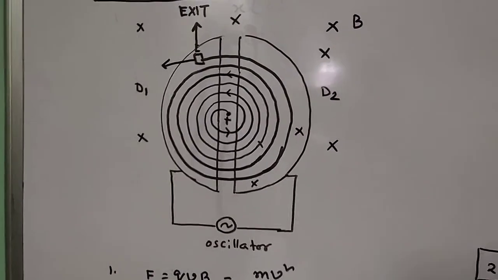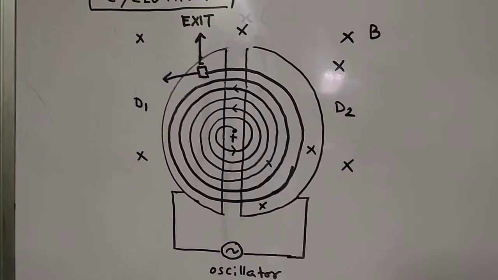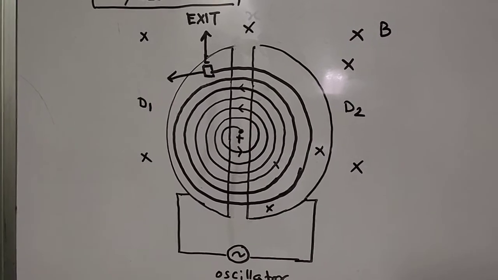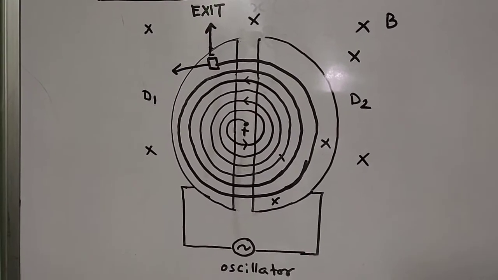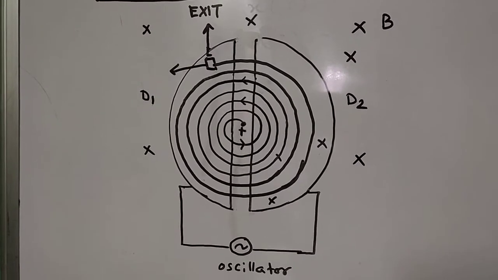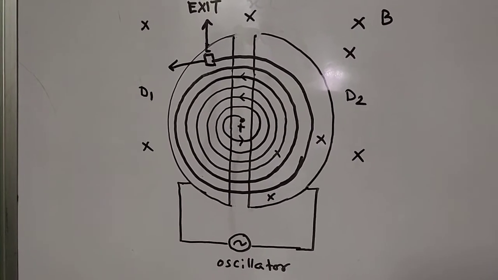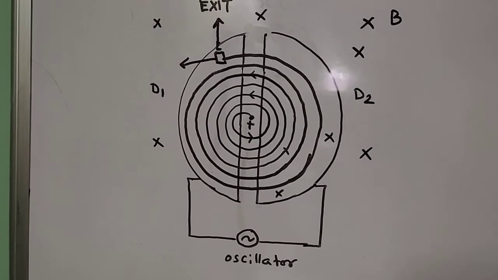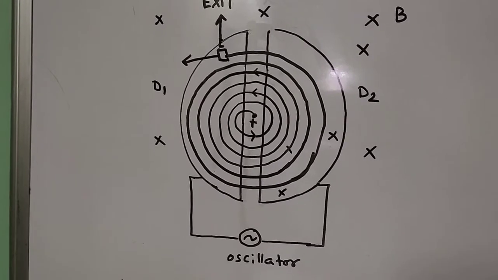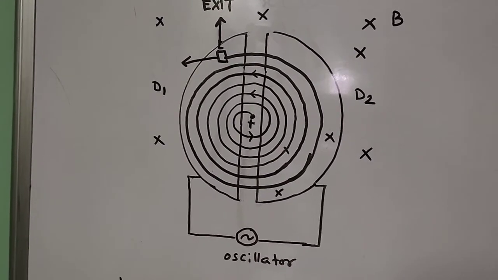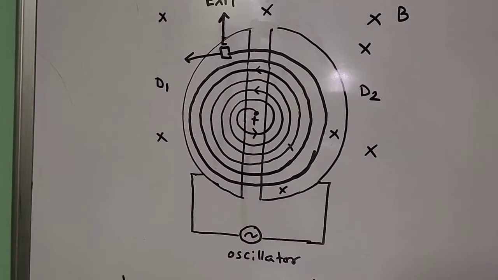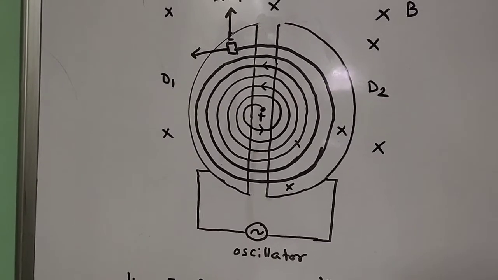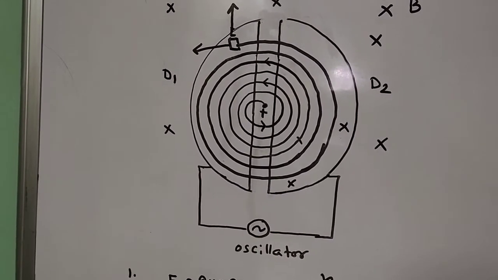Now let me consider a positive charge we have placed in the gap between the two Ds. We have drawn that dot, a positive charge is there. Let me consider D1 is at lower potential. So what will happen? That positive charge enters D1. Inside D1, due to the presence of the magnetic field, it will describe a curved path, and at a particular time it will come out from D1 into the gap.